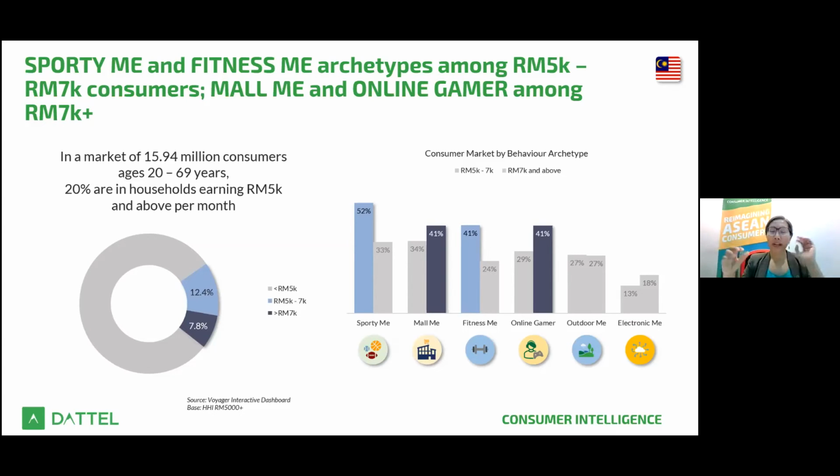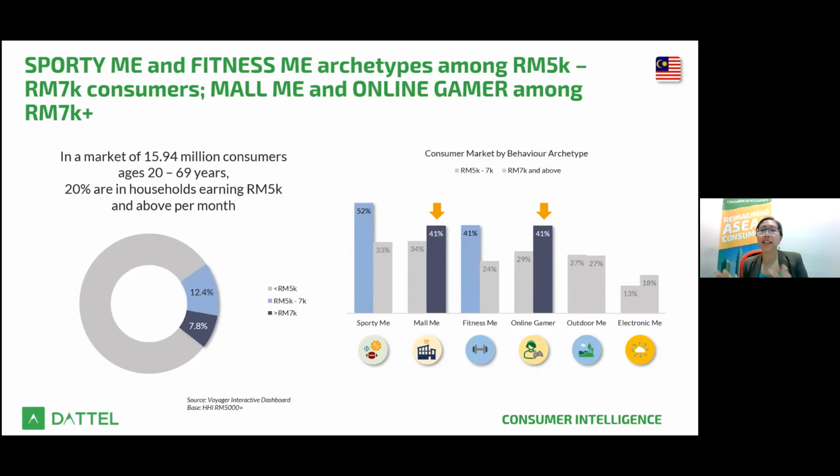From there, we're able to draw out that information to see which are the most dominant behavior archetypes that may be relevant to this particular company. What we saw was very distinct behaviors across these different income groups. For the 5,000 to 7,000 monthly income group, for example, the two biggest are Sporty Me and Fitness Me. So we know that this income group is very interested in physical fitness and being physically active. That seems to be a niche that works well and it's clearly identified.